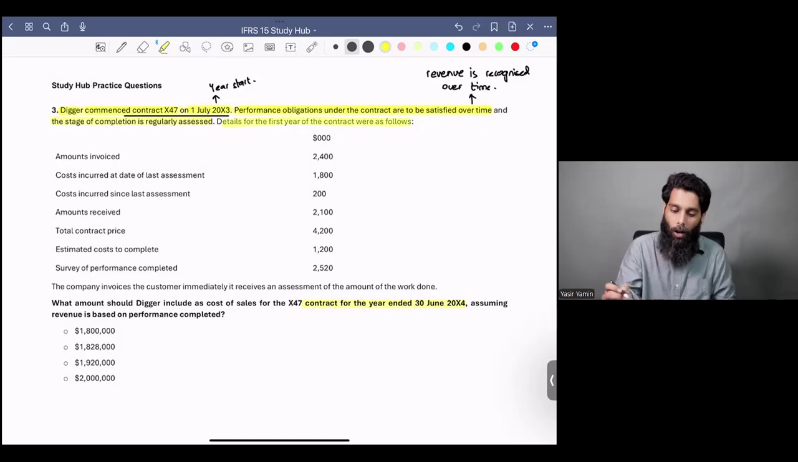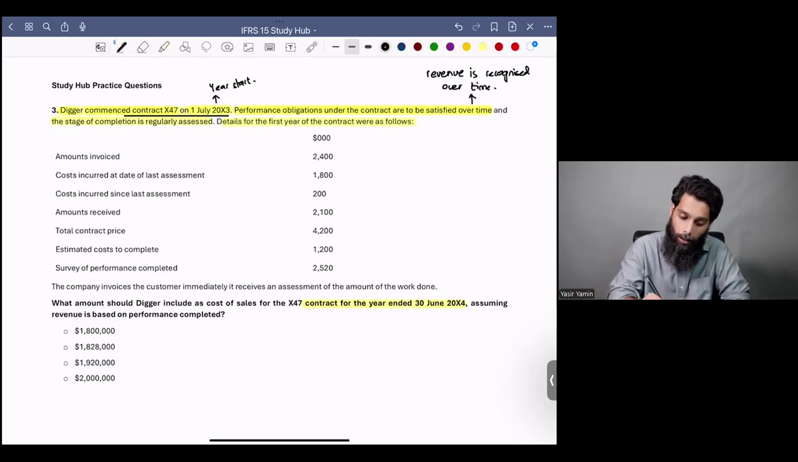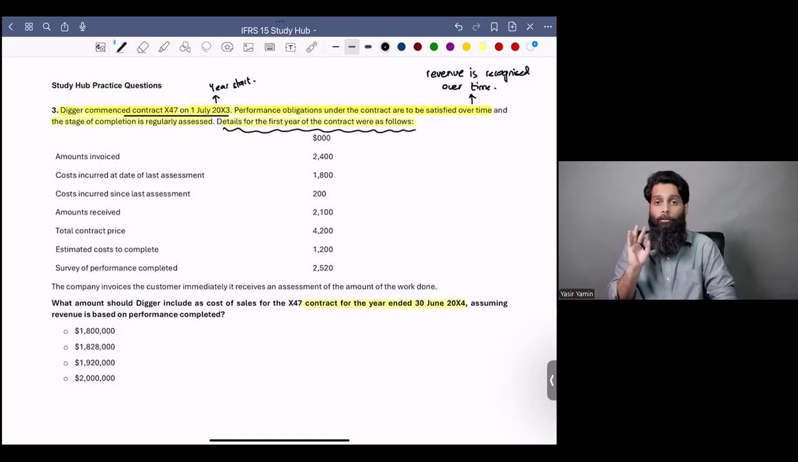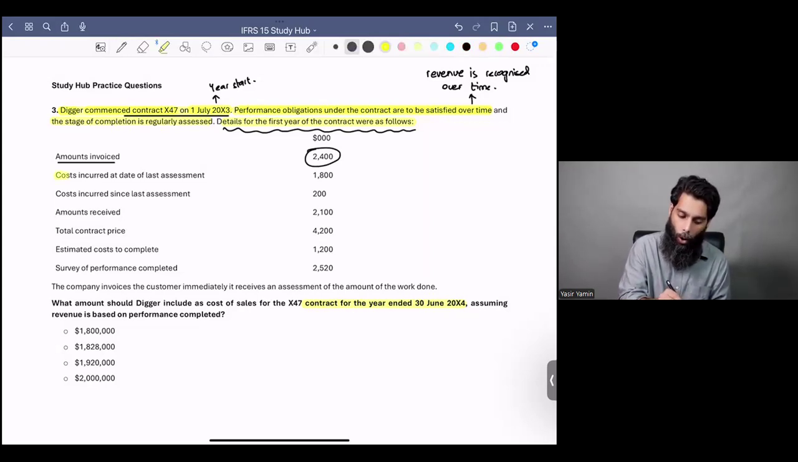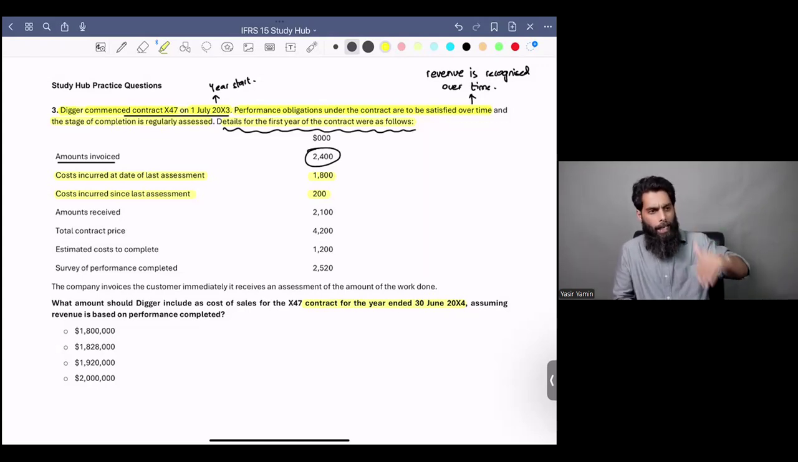Details of the first year contract were as follows. Please note this down. This is a first year contract. So whatever calculations that you make, this is the first year of the contract. Now, the examiner has provided you how much you have invoiced to the customer. The examiner has provided that cost incurred at the date of last assessment was $1,800 and cost incurred since last assessment is $200. What do you mean by cost incurred at the date of last assessment and since last assessment? What do you mean by that?